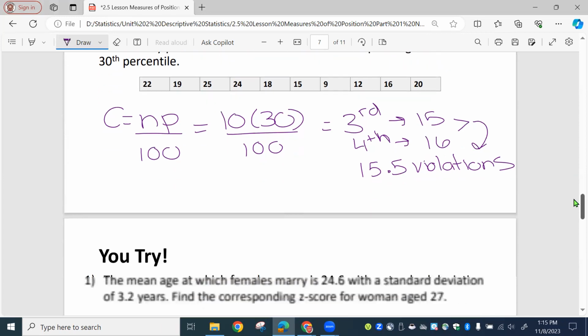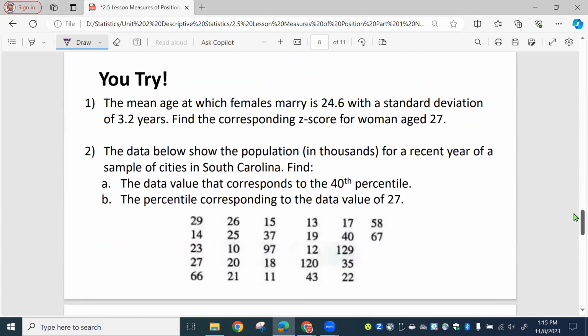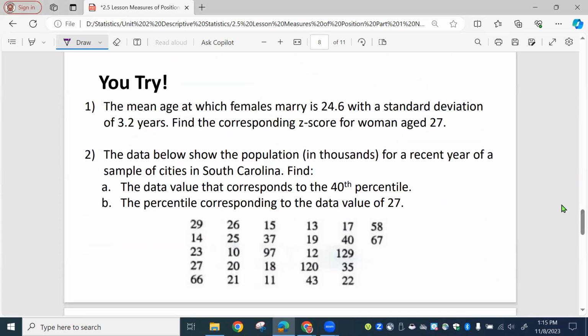These are the type of things that do take practice. The more you do them, the more comfortable you will be with them. We are just trying to implement this process. So I have some I want you to try. I have one about Z-score and then one about percentiles. Please do try them. Pause the video now, try them on your own, and then when you press play and watch on, I will talk about the answers.